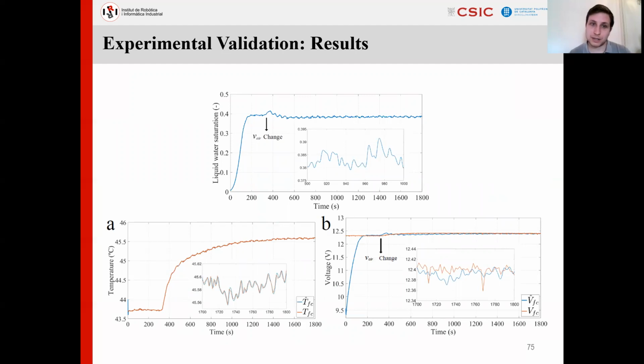So in the first figure, it is depicted the estimation of the liquid water saturation. And we can see that the estimation converges to some reasonable values. Nonetheless, as we cannot measure the liquid water saturation, we cannot compare this estimation with anything. Nonetheless, we can use the estimation of the liquid water and the estimation of the temperature to generate an estimation of the voltage signal. And we can see that this estimation converges to a relative error below 0.4%. Therefore, as the observer did not use the voltage signal, but this estimation of the voltage signal has converged to the true value, we can conclude that the estimation of the observer is actually good.